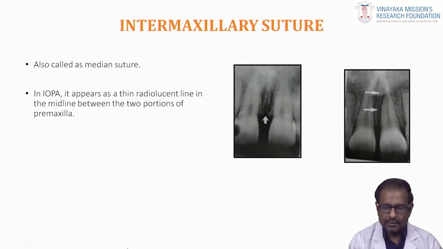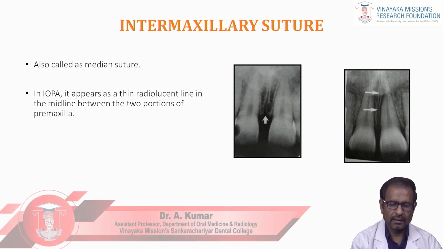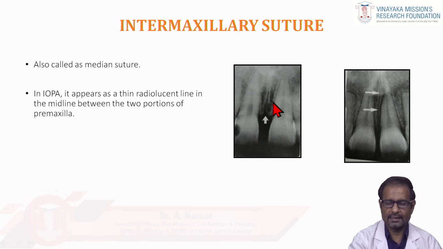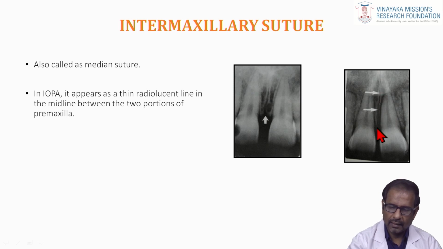Next, the intermaxillary suture, also called the median suture. In the IOPA, it appears as a thin radiolucent line in between the two central incisors. This is the nasal septum. In between the two central incisors, the small radiolucent line is called the intermaxillary suture. In this picture, the small radiolucent line in between the two maxillary central incisors is the intermaxillary suture.